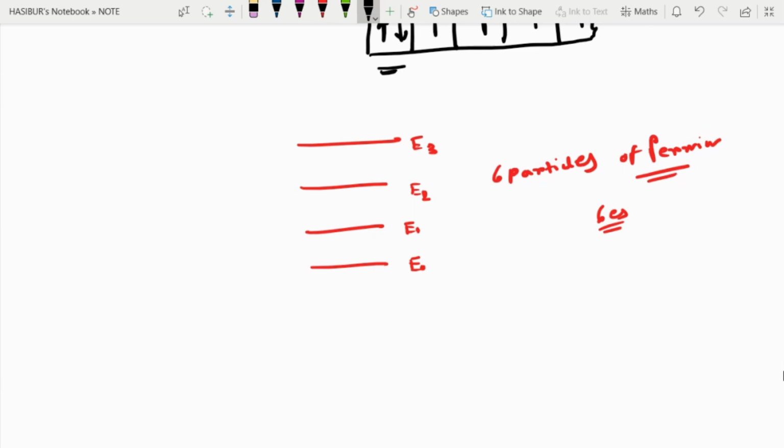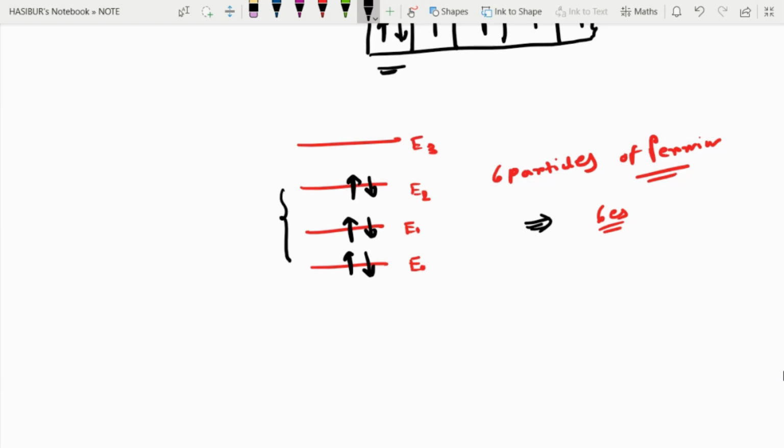Now you have to place these electrons on these states, on these labels. Then what will you do? First put two electrons here, then two electrons here, one up and one down, and here two electrons. So three labels are needed to populate all six electrons.